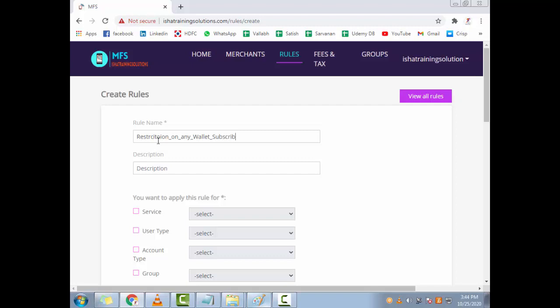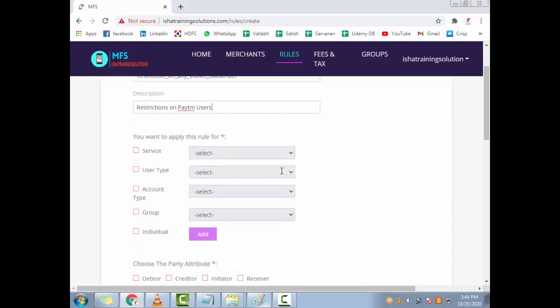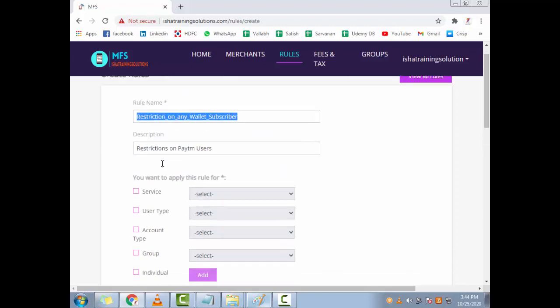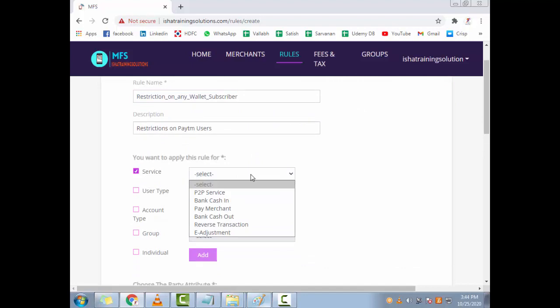So this rule applies to any Paytm subscriber. Description: restrictions on Paytm users, assuming that the wallet here is Paytm. Now you see carefully here. There are multiple options. We will go through these options a little later, but let me concentrate only on this flow. Here I'll click on service, and here we'll say P2P service.